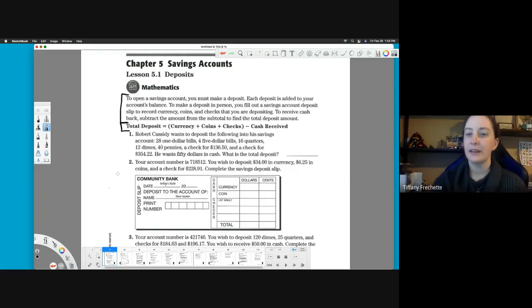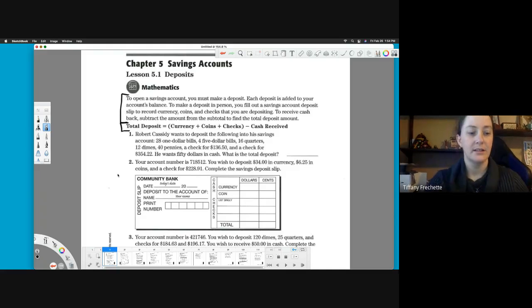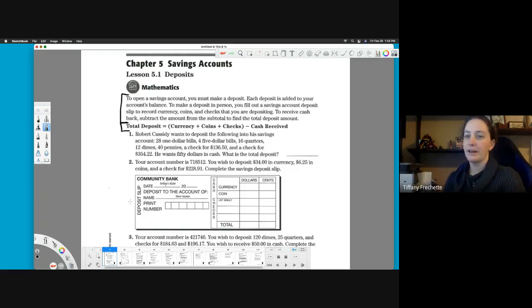All right, so for this first bit here, let me just scooch my computer over so I can see the tools bar. So this first bit, we have Robert Cassidy wants to deposit the following into a savings account. So he has 28 $1 bills. So that's $28, right? That makes sense, hopefully. Four $5 bills. So that's 5, 10, 15, 20. So that's $20. And then it starts talking about coins.